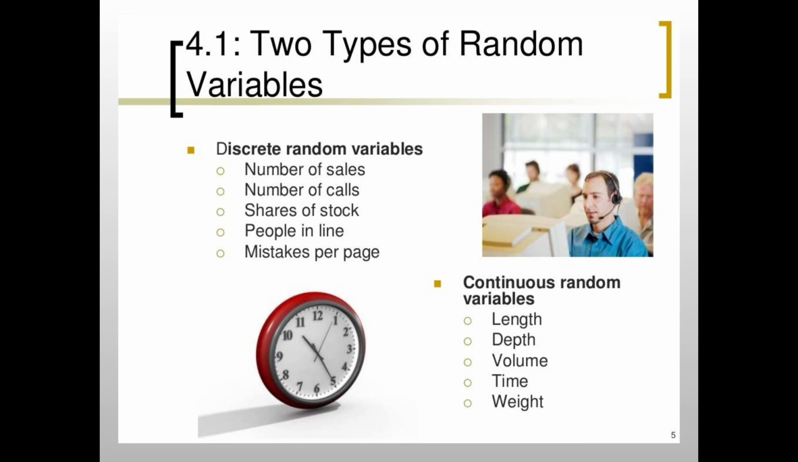Some examples of discrete random variables are number of sales, number of calls, shares of stocks, people in line, and mistakes per page. The examples for continuous random variables are length, depth, volume, time, and weight.